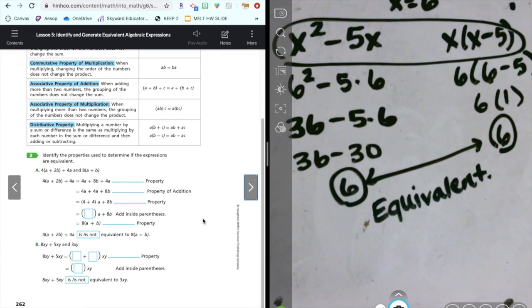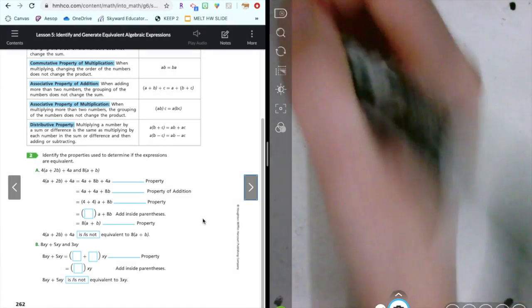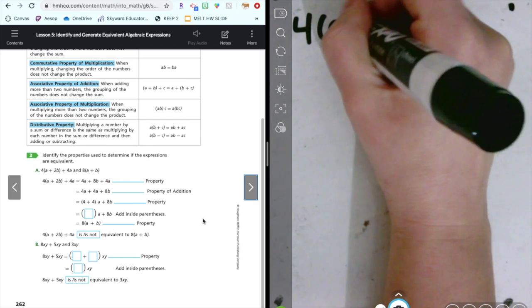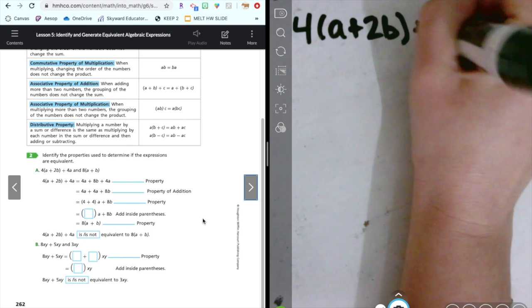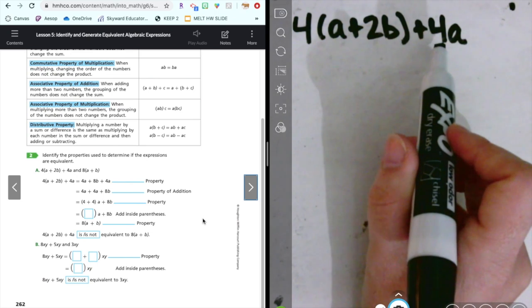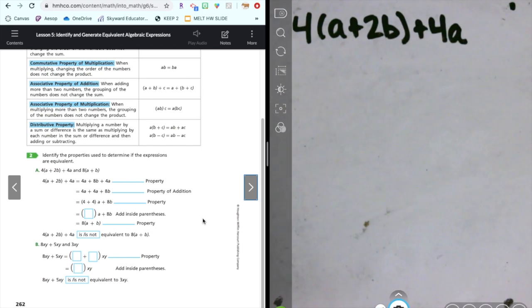Okay? All right, so we're going to do this number 2 here. On it, number 2, it says 4 parentheses a plus 2b parentheses plus 4a. And they want to know if that's the same as 8 parentheses a plus b. I'm looking straight at the problem 2a to see that. Okay, so we're going to rearrange this expression using our properties to see if they are equivalent.